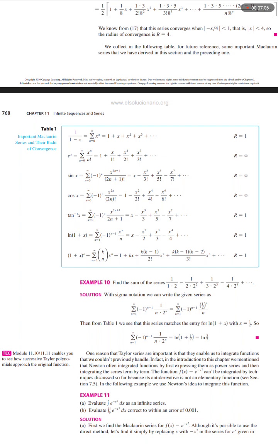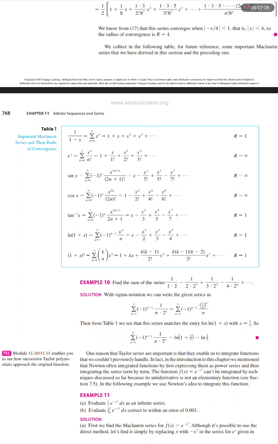The inverse tangent of x equals the sum from n equals 0 to infinity of (negative 1) to the power n times x to the power 2n plus 1 over 2n plus 1, equals x minus x cubed over 3 plus x to the 5th power over 5 minus x to the 7th power over 7 plus ellipsis, R equals 1.